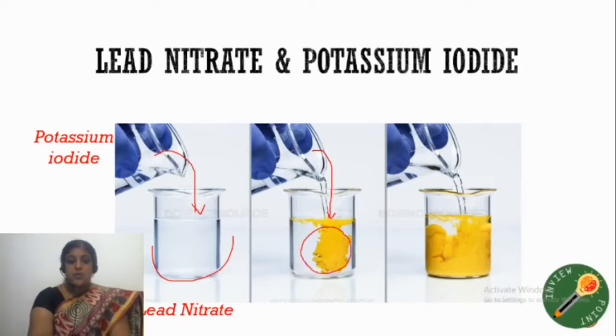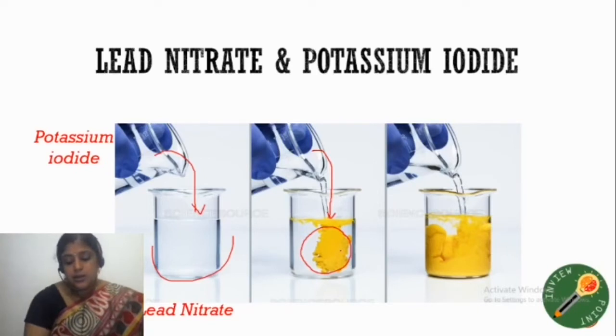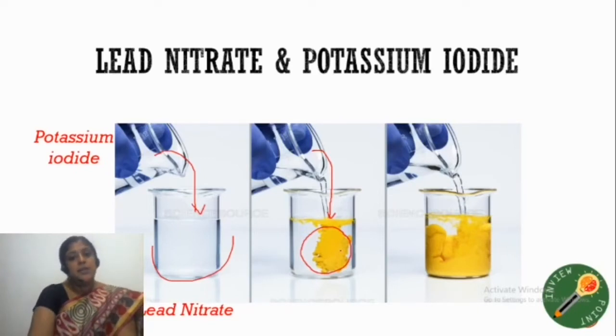Okay. So what is this yellow precipitate? It is lead iodide. Is it clear, students? So when you pour potassium iodide solution to lead nitrate solution, a yellow precipitate is formed. That is lead iodide. Okay. So this is an example for chemical reaction.